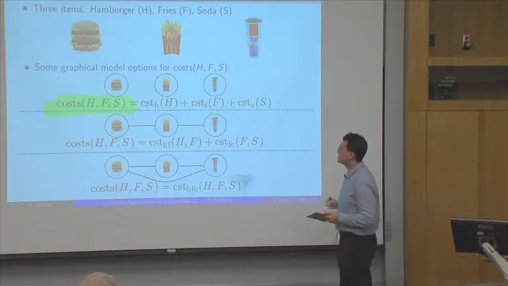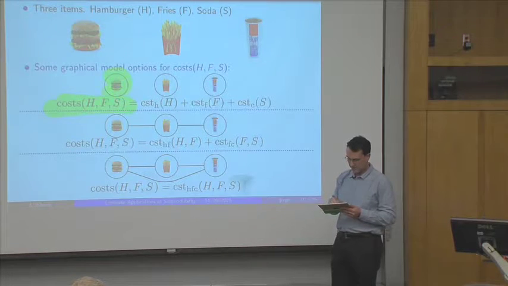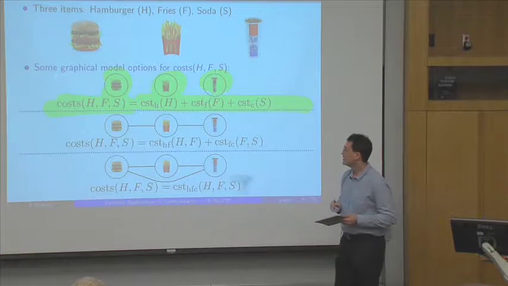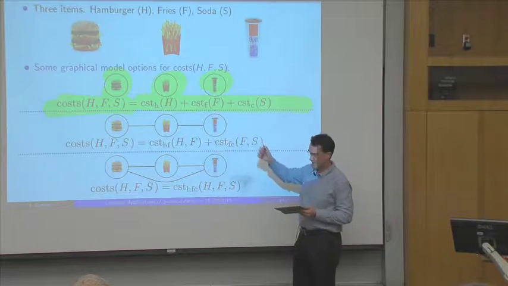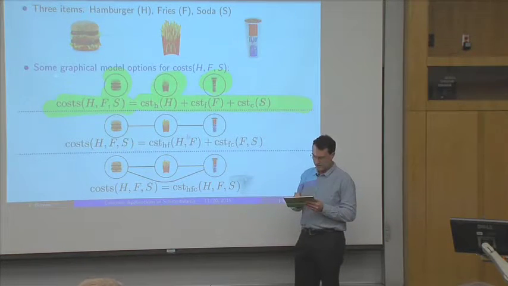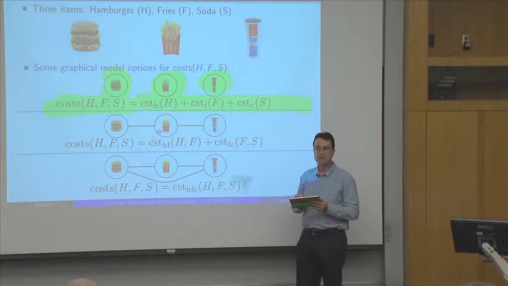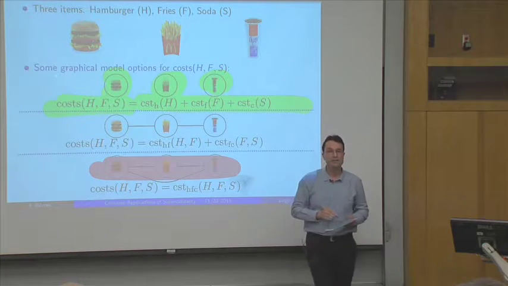In the first case, we've got three independent, completely separate variables, the hamburger, fries, and Coke, and so the cost is just the sum of each item individually. In this case, we've got a Markov chain, so the cost of the hamburger, fries, and soda is equal to two terms, each of which consists of a pairwise cost, namely here it's hamburger and fries, and here it's fries and soda. And then the last case is a clique over all three items.